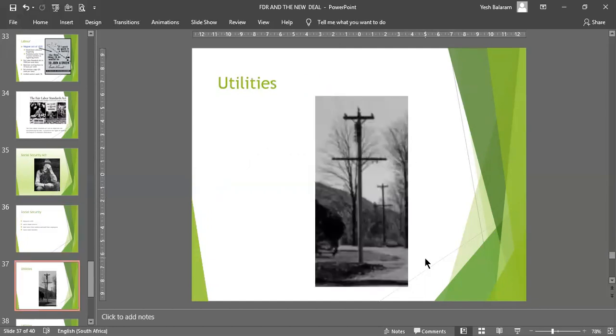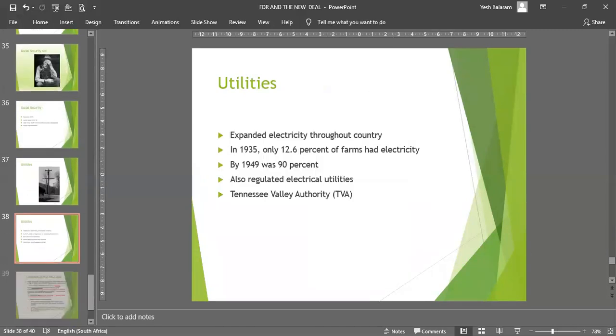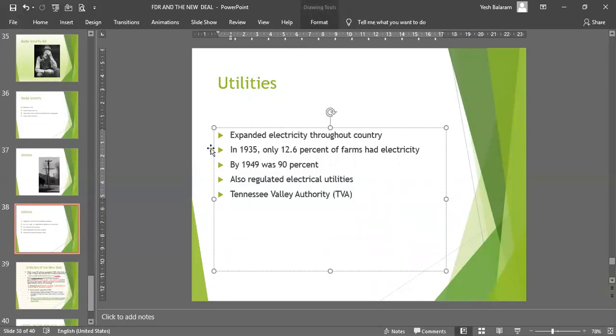As far as utilities were concerned, this is an image of power lines being provided. So electricity would be provided throughout the United States. Electricity was expanded throughout the country. In 1935, there were only 12.6% of farms that had electricity, but within a space of 14 years, more than 90% of the country was electrified, or farms were electrified.